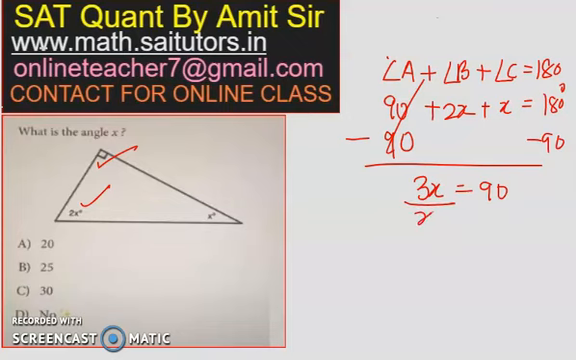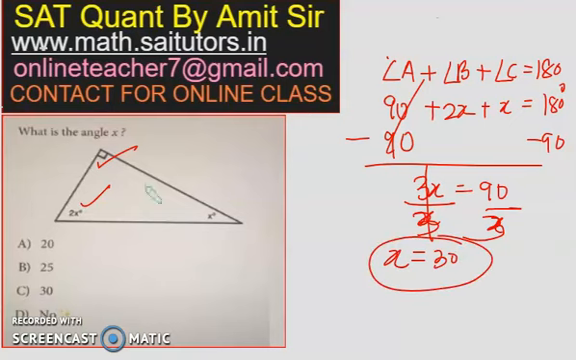So x will be equal to 90 by 3, that is 30. So x is equal to 30. Option C is the right option.